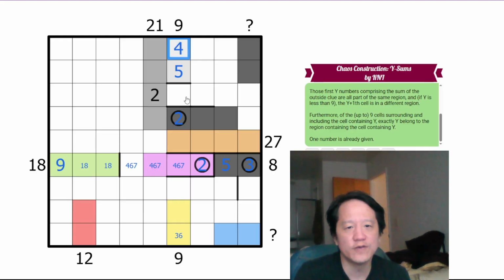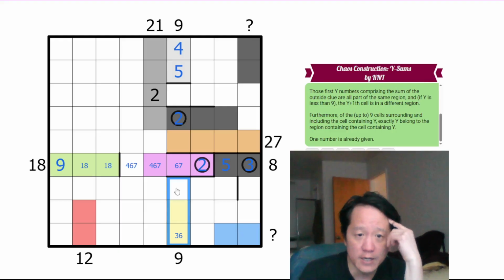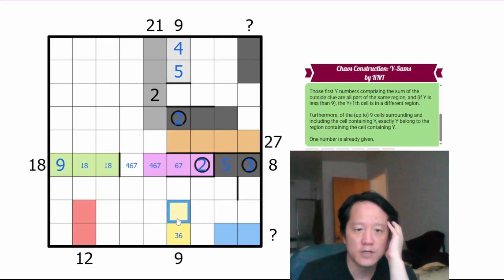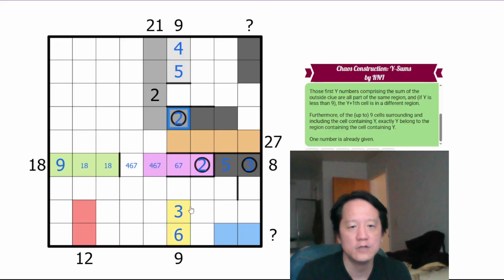This is 4 and 5. That eliminates 4 here. And can this be 3 digits adding up to 9 now? The answer is no. Can't be 1, 2, 6 because of 2 in the column. Can't be 1, 3, 5 or 1, 4, 5 or 2, 3, 4. So this has to be 2 digits adding up to 9 here. So this is 6 and 3, which means because this points to the 2 here.